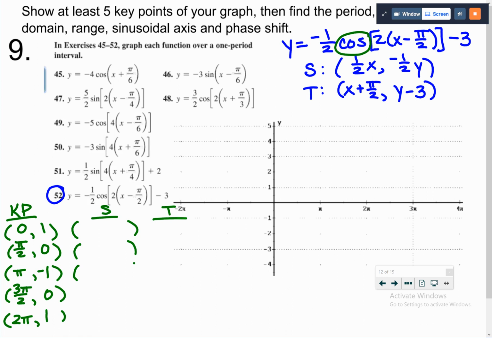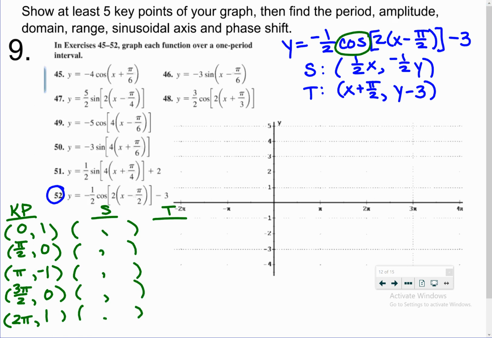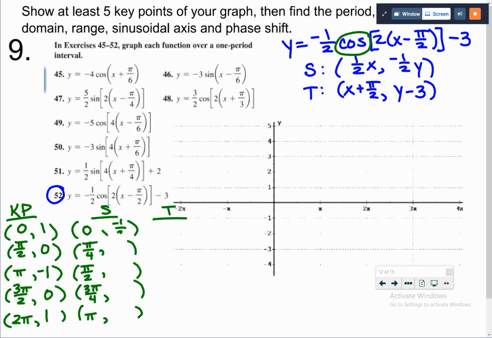Okay. And the more of this you show, the more partial credit I can give you just in case something goes wrong. All right, so I need to take each of my x's and multiply by 1/2. So 0, pi over 4, pi over 2, 3 pi over 4, and pi. Take each of my y's and multiply by -1/2. So -1/2, 0, +1/2, 0, -1/2.